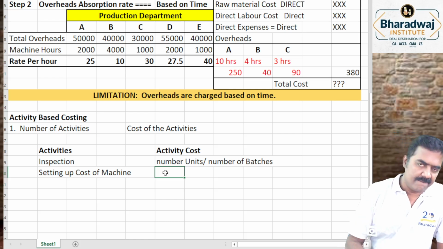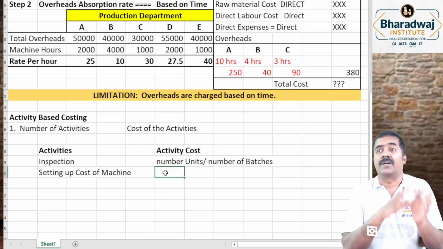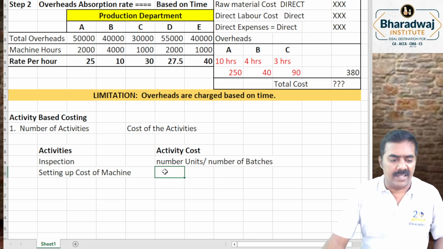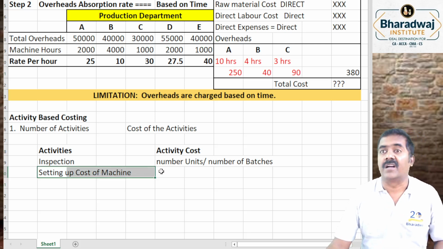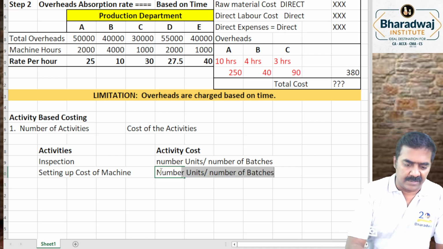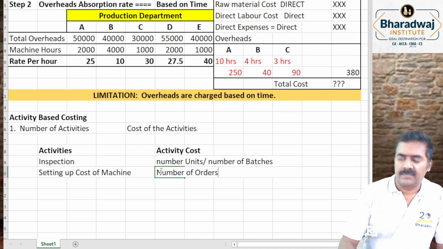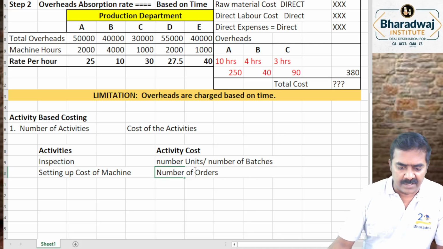This depends on what? Number of orders. Will I set the machine for every unit or every order? So number of orders, number of production orders.